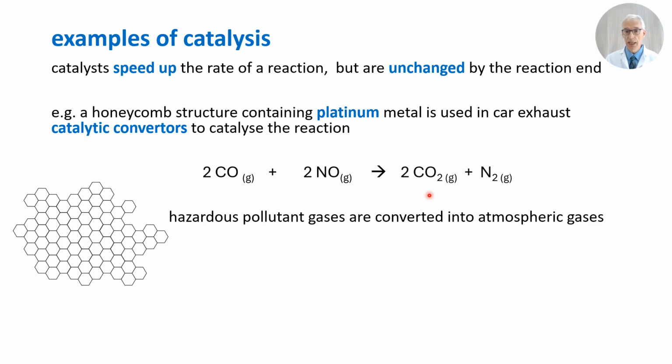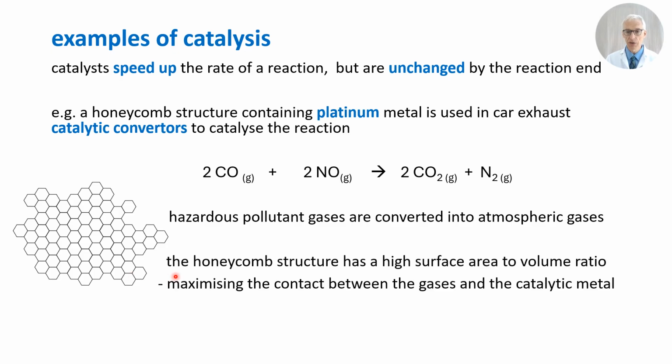Okay, so here are the products: 2 carbon dioxides and nitrogen gas N2. Now, just to say a little bit more about the honeycomb structure, and this is the principle rather than the fact, it has a high surface area to volume ratio. So that maximizes the contact between the gases and the catalytic metal.